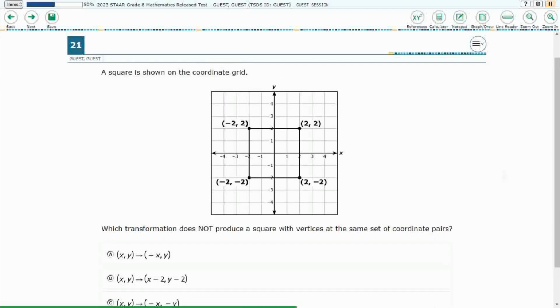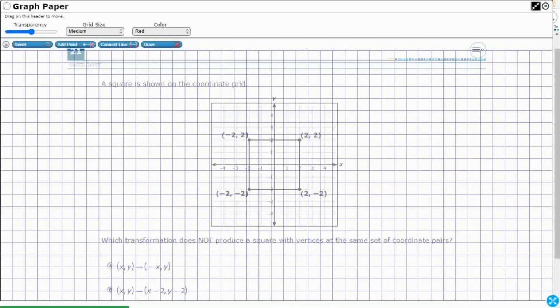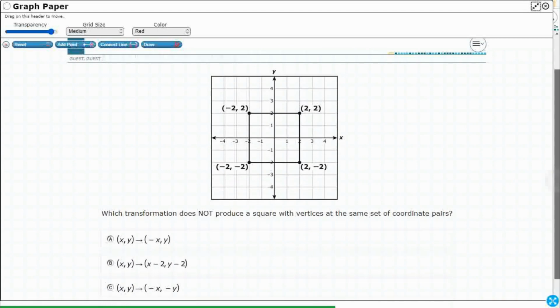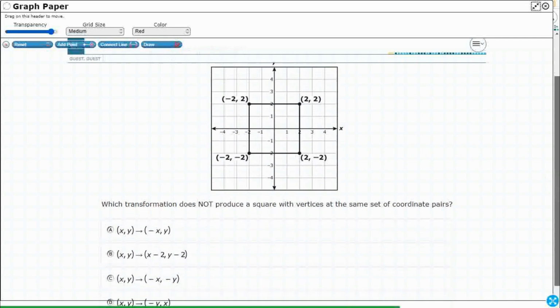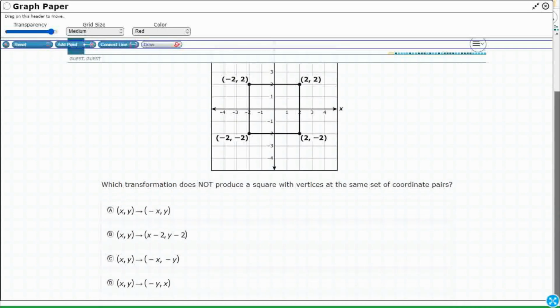Alright, so we've got a square, and it looks like it's got the center as the origin right there. So that's going to be a little bit easier for us to see what's happening here. We want a transformation that does not produce a square with the vertices at the same set. So three of these are going to keep the square looking like the square. One of them is going to have the vertices at a different set of coordinate pairs. That's interesting. Let's take a look at these, and we can graph these.